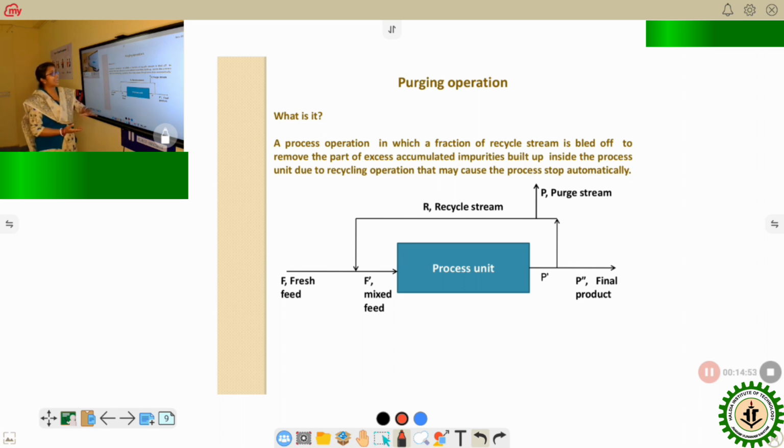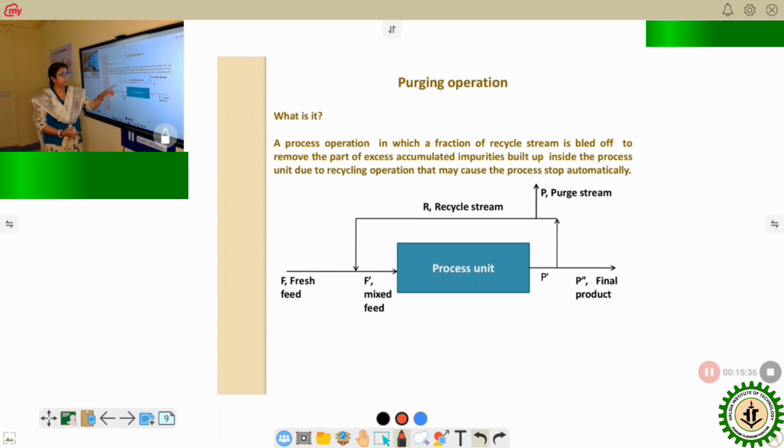Now, when the recycling stream is mixed with the fresh feed, then what happens if there are any inert material or any impurities which are present in the fresh feed also? That is accumulated. And if it is a chemical reaction unit, that means a reactor is there, so the rate of reaction will be hampered due to the presence of that impurities or accumulated inert. So to avoid that difficulty, if purging operation is done, it will help to overcome that difficulty.